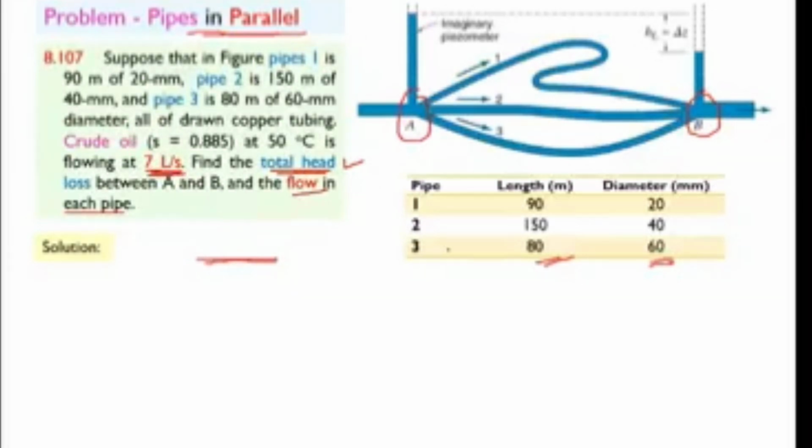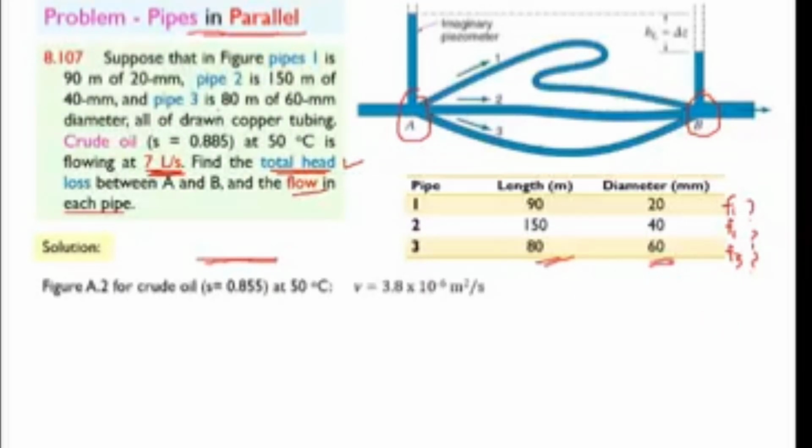Now, in this case, you see that we do not have F1 value. Similarly, we have F2 and we have F3. So these values are not given. So you will see that essentially it will become a trial and error procedure. So how to proceed and solve this problem?